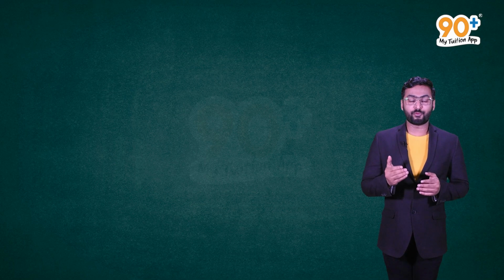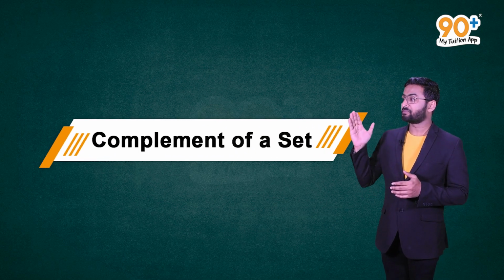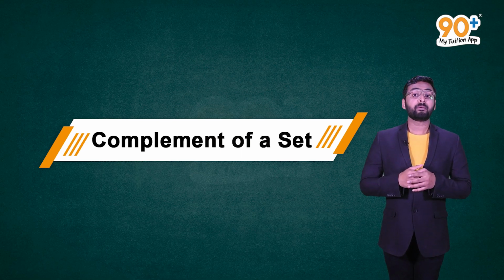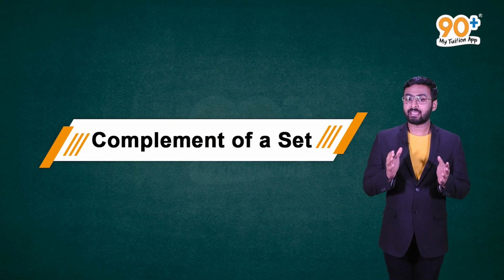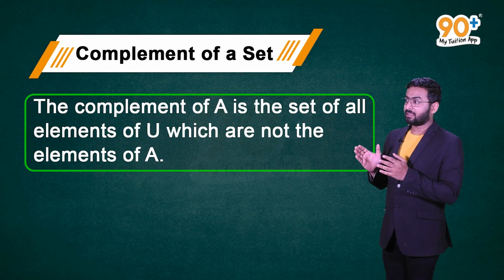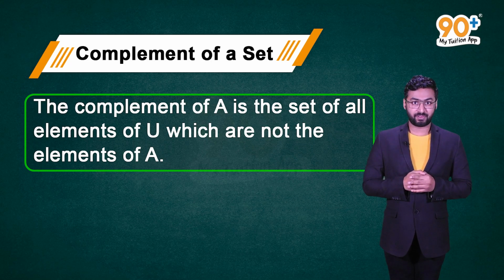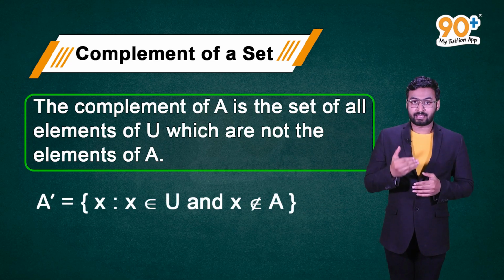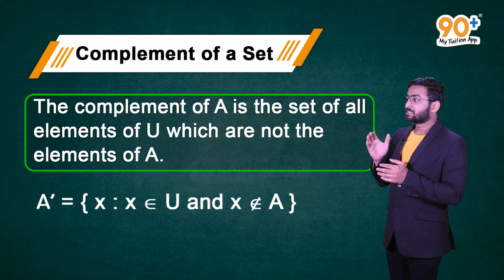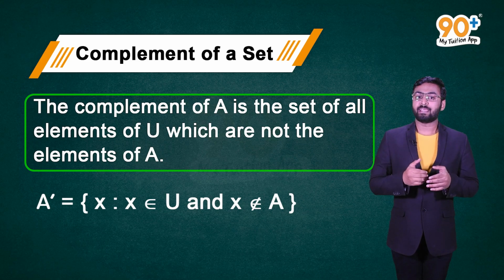Now, let's move on to the next topic of our chapter, that is complement of a set. Let U be the universal set and A be a subset of U. Then, the complement of A is the set of all elements of U which are not the elements of A. The complement of A can be denoted by writing A dash, and that is the set of all x such that x belongs to U and x does not belong to A.